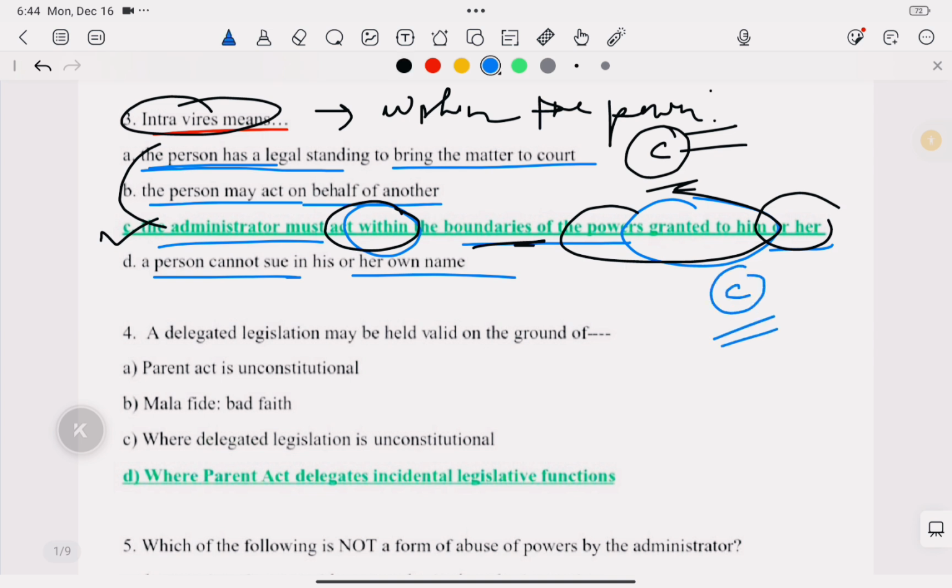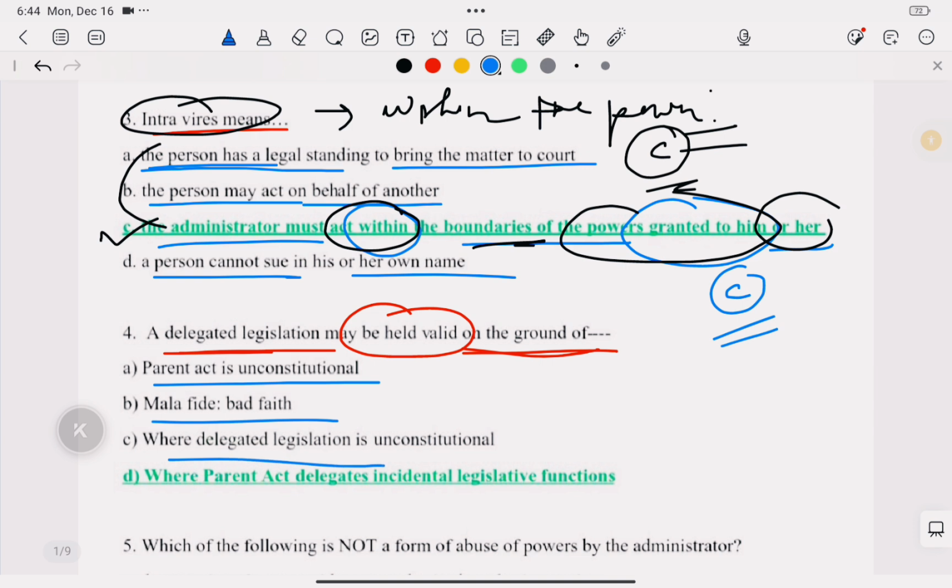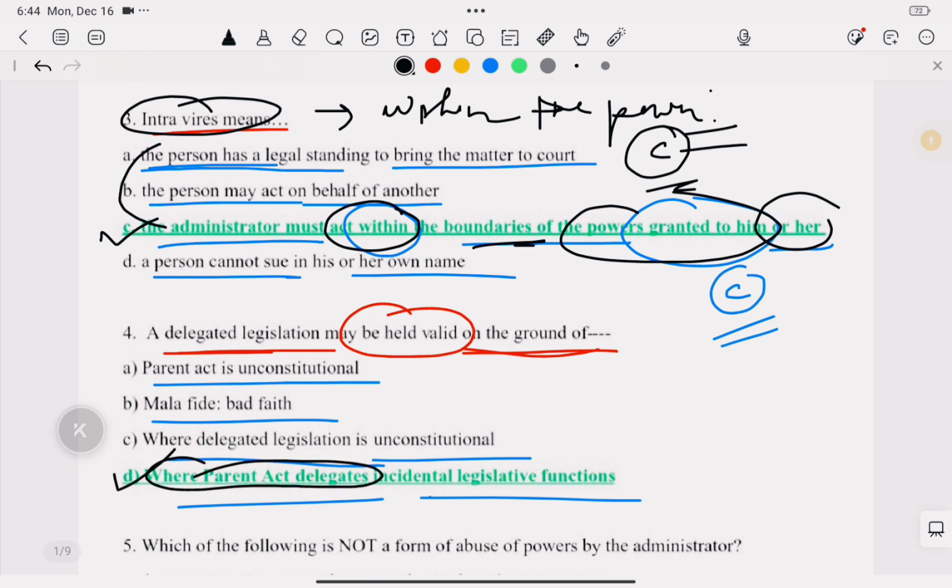Okay, so now moving to the next question. A delegated legislation may be held valid on the ground of which of the following? So let's see the options. Option A, Parent Act is unconstitutional; option B, malafide, that is bad faith; option C, where delegated legislation is unconstitutional; and option D, where Parent Act delegates incidental legislative functions. So in this case the correct option would be option D. That means when the Parent Act delegates incidental legislative functions.